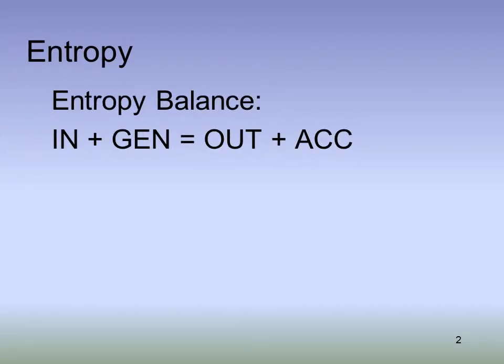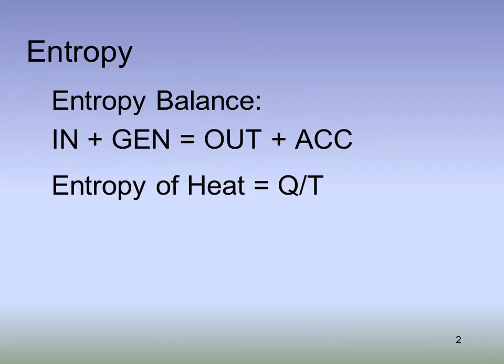The entropy is in plus generated. It's balanced: in plus generated equals out plus accumulated plus consumed. The second law of thermo says that entropy cannot be consumed, it can only be generated. In fact, the generated term is always positive. So entropy generated is a positive number. That's really the most concise statement of the second law, mathematically.